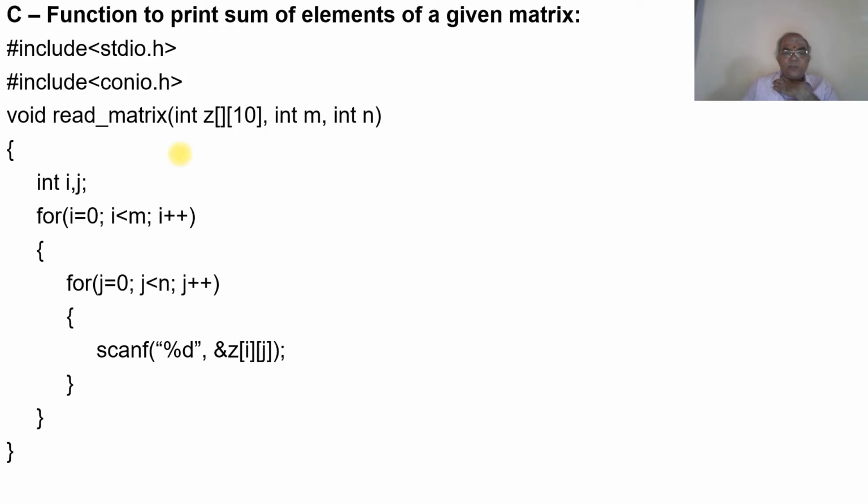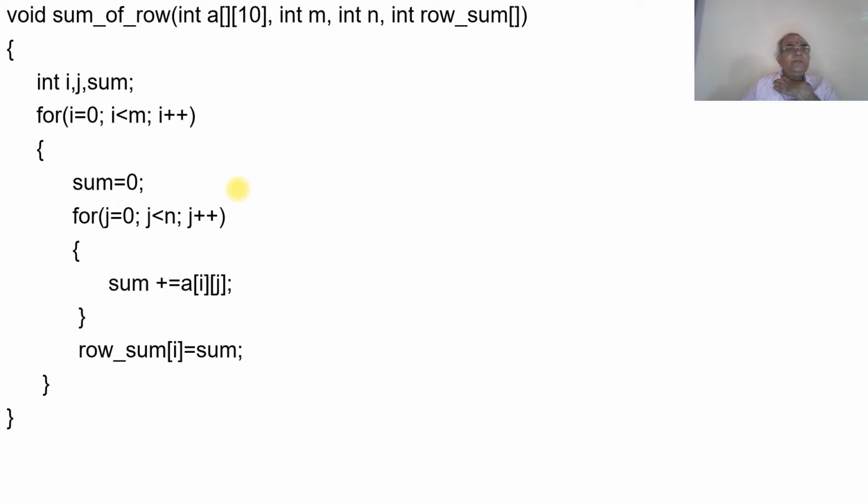Then we have to go to the sum of rows: int a, int m, int n, int row_sum. First we are going to enter into the loop. int i, j, sum is equal to 0. For i is equal to 0, is 0 less than m, the number of rows, i plus plus, and sum is equal to 0. For j is equal to 0, is 0 less than n, j plus plus, and sum plus equal to a of ij. Then row_sum is equal to sum.